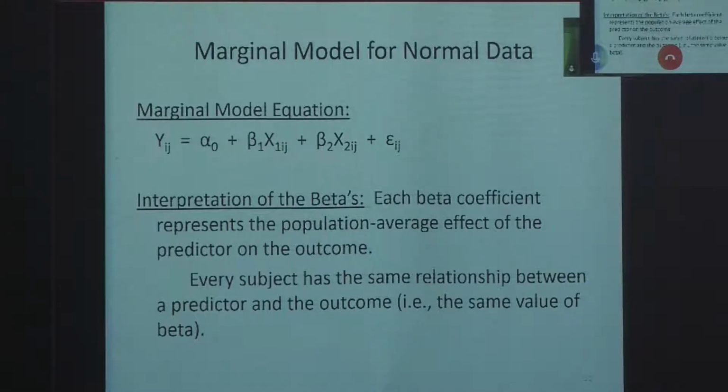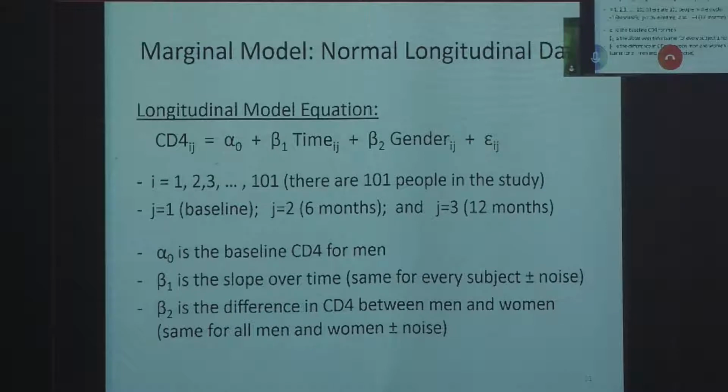So this sort of population average effect, and making it more concrete, this is my longitudinal model for the CD4 counts. Sorry, there should be 103 people. You'll see that a little bit later, not 101. But I represents the person. J represents time, where 1 is baseline, 2 is 6 months, 3 is 12 months.